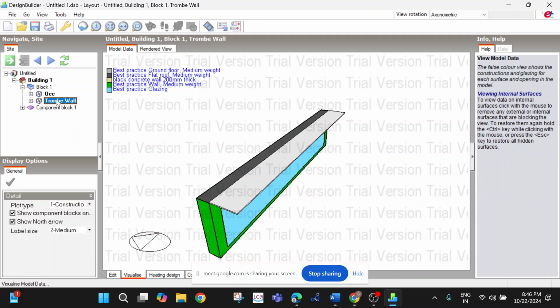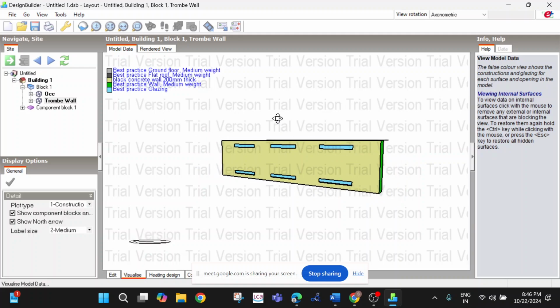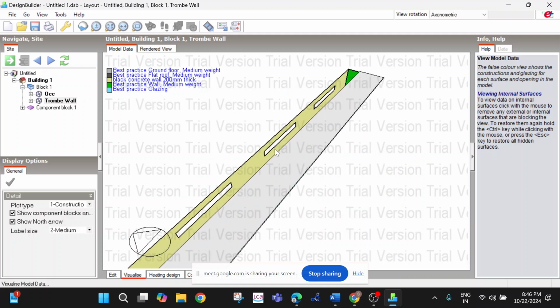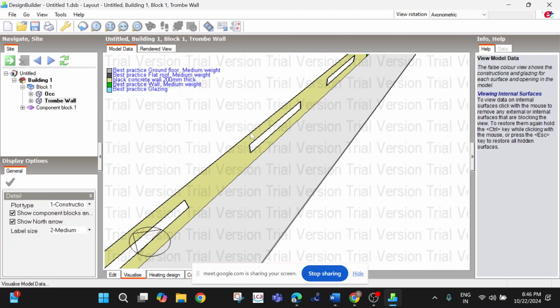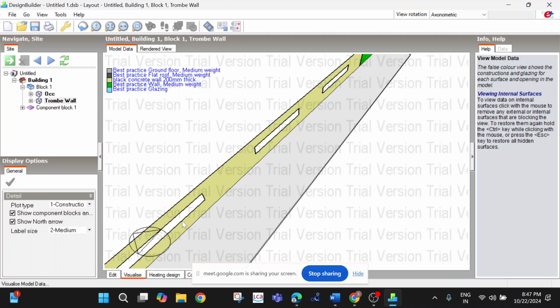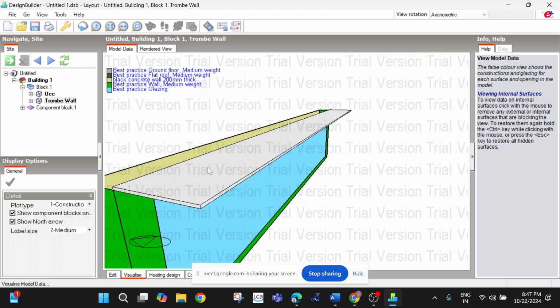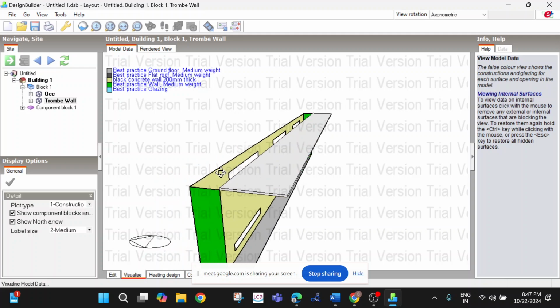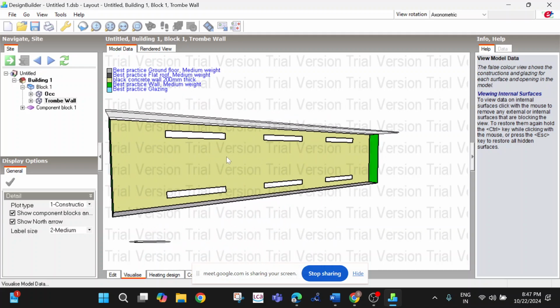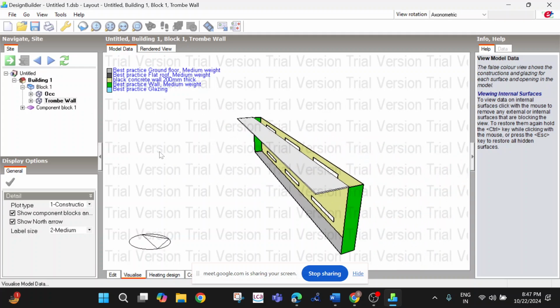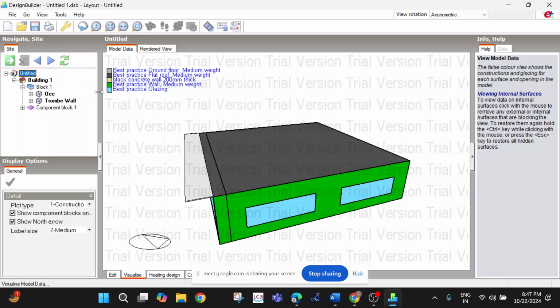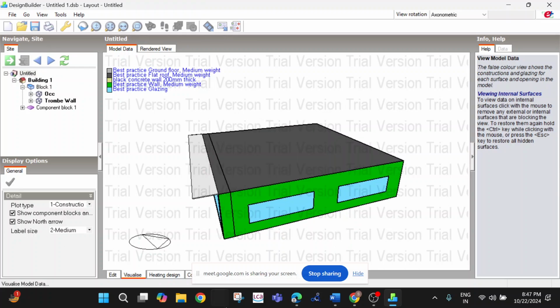Let me open the trombe section. There can be two types. From here also you can see this is not a glass. This is a vent. A different color is there for vent representation, and sky blue color is there for glass. From here also you can see I have removed this glass. So all of you know how to construct this vent.